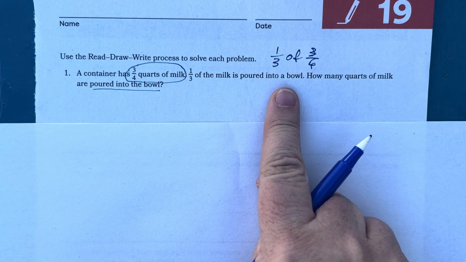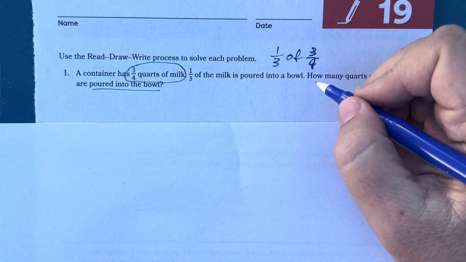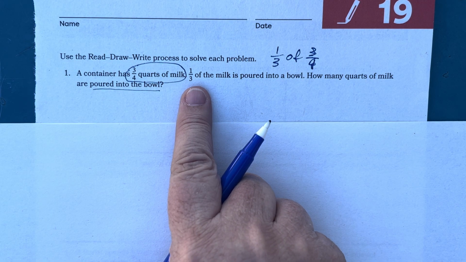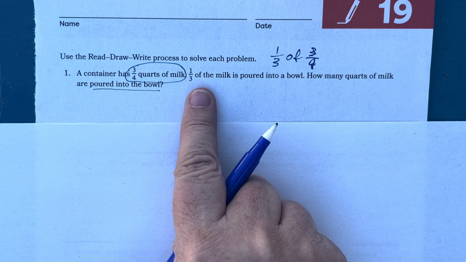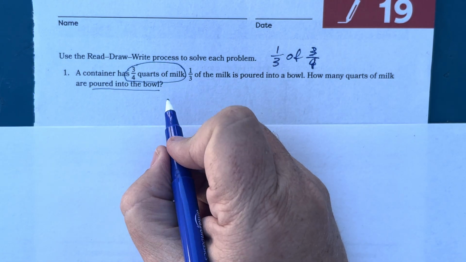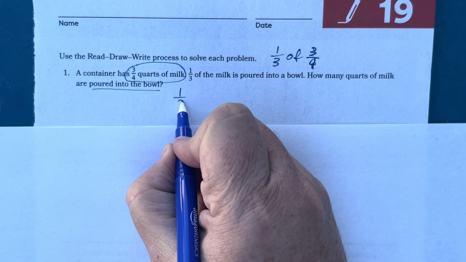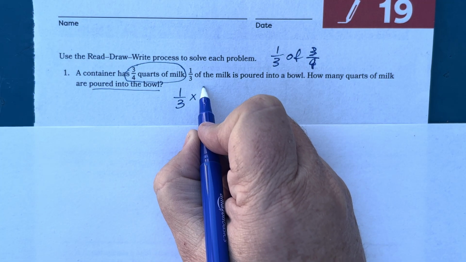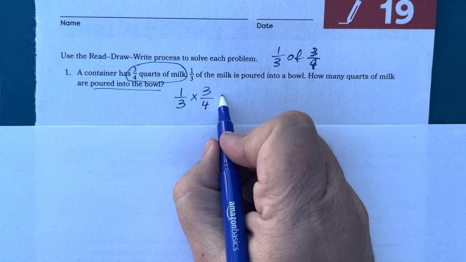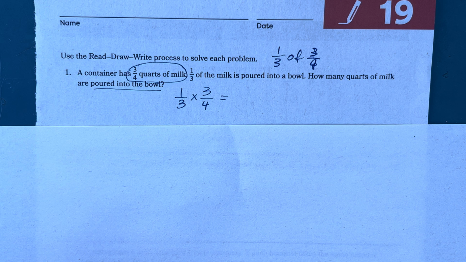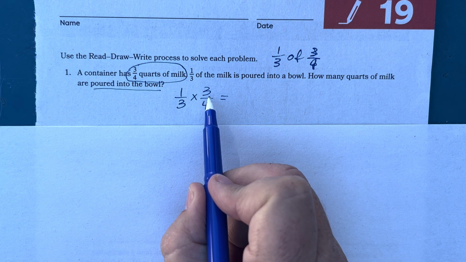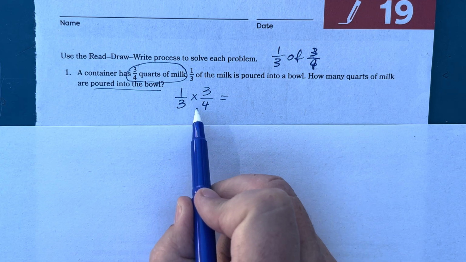And do you remember we said that when we see that word "of," that could imply if we're trying to find a portion of something, that we're going to be multiplying to do that. So we're going to be taking 1/3 and multiplying it times 3/4. Okay. So when we do multiplication, we're multiplying straight across. So we have 1 times 3 is 3. 3 times 4 is 12.